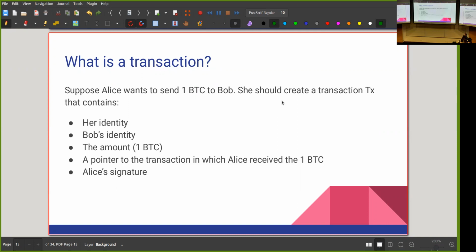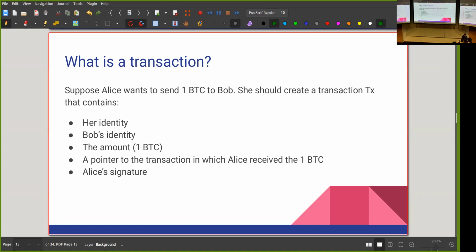Well, of course, we need Alice's identity. And by identity, I don't mean real world identity. I just mean the keys, or more specifically, the public key. And that's because everyone else on the network should be able to verify that this person who is trying to send this money actually has enough money to send it, right? It should also contain Bob's identity, because we have to know where the money is going to be sent. Of course, we need the amount, but there is two more parts to this.